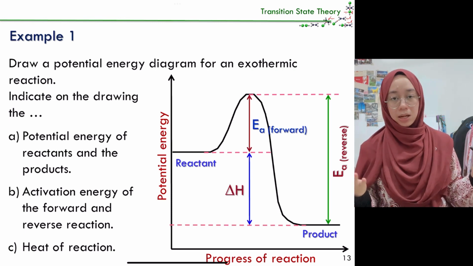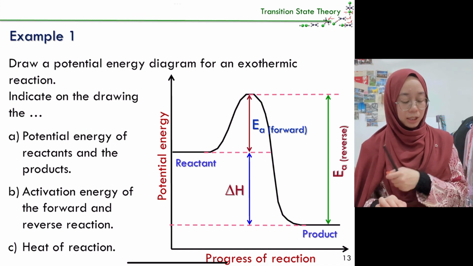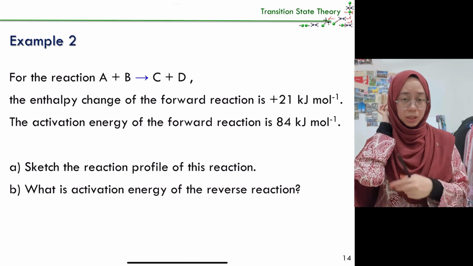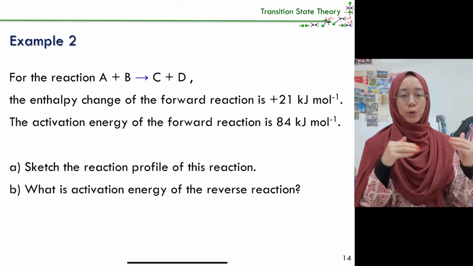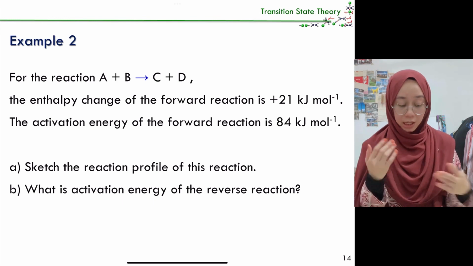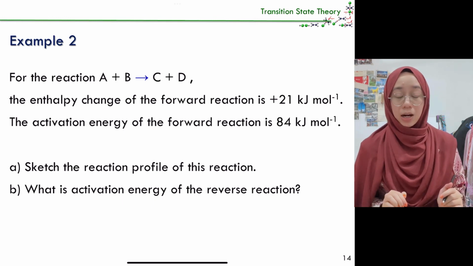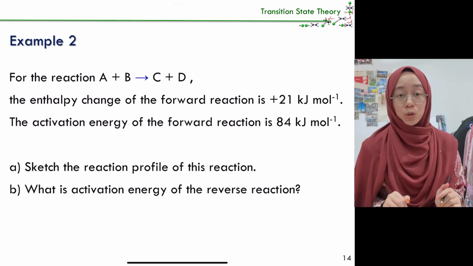So basically kita dah labelkan semua. Okay, very simple kat sini. Okay, so kita tengok example 2. So example 2 is slightly different. So you are given a specific equation, A plus B producing C plus D, and then you have the enthalpy change for the forward reaction is positive 21 kilojoule per mole.